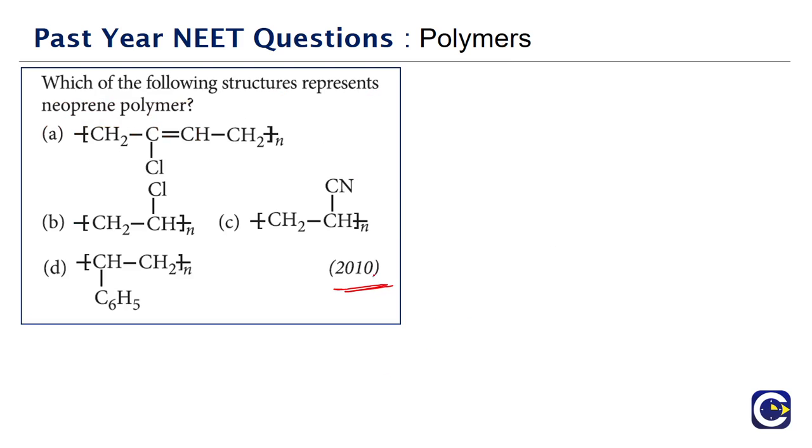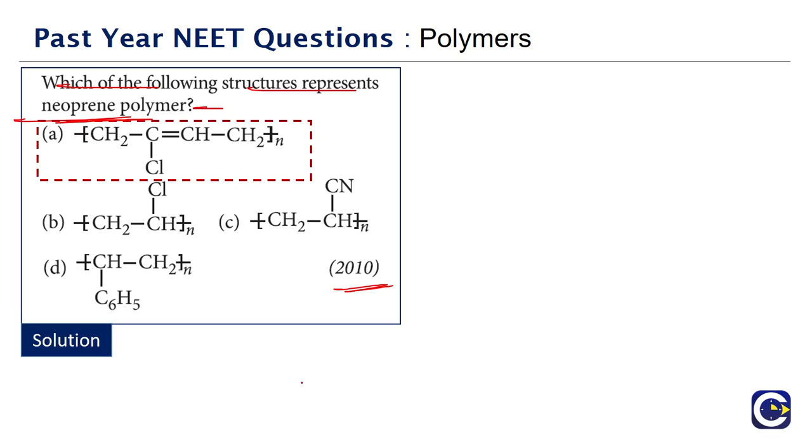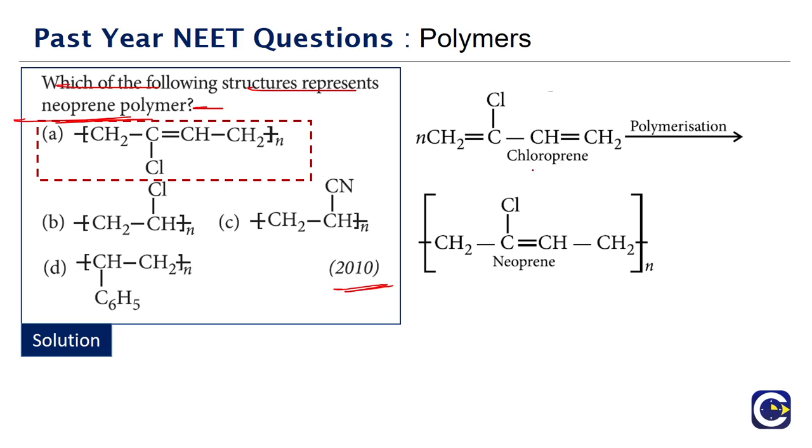Next we have another question on neoprene. Which of the following structures represents neoprene polymer? We already talked about it in one of the previous questions. If you look at chloroprene, what is chloroprene? You'll have unsaturation, a double bond between carbon 1 and carbon 2 and carbon 3, carbon 4. So they undergo addition polymerization.